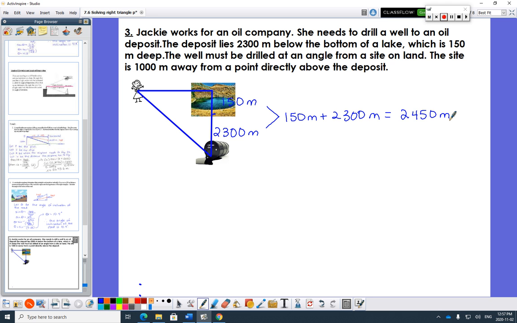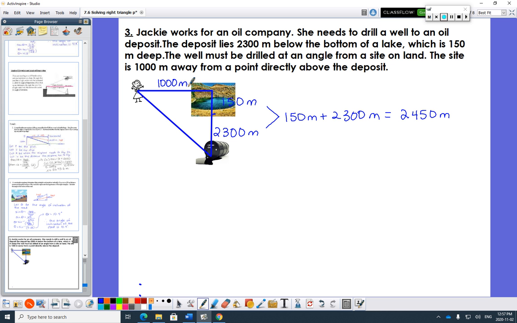So we need one more side. So again, try to read the question carefully. The site is 1,000 meters away from a point directly above the deposit. So this is Jackie. If it said the oil deposit is 1,000 meters from Jackie, then that would be the hypotenuse, but it doesn't say that. It says 1,000 meters from a point directly above. Okay? So you do have to make sure you're reading carefully.